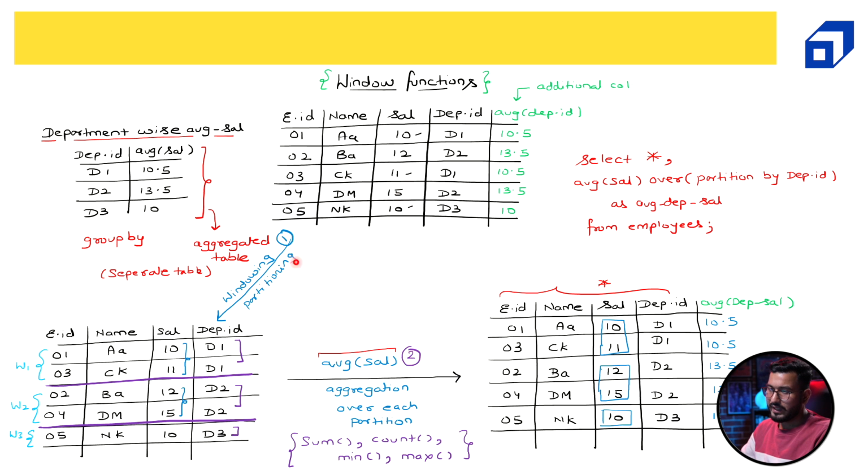So here we have applied 2 steps, step number 1 and step number 2. If I try to map the steps in my query, this is my step number 2 and this is my step number 1. Right? Simple. So let's now take one example to understand how we can apply window functions on a sample database.